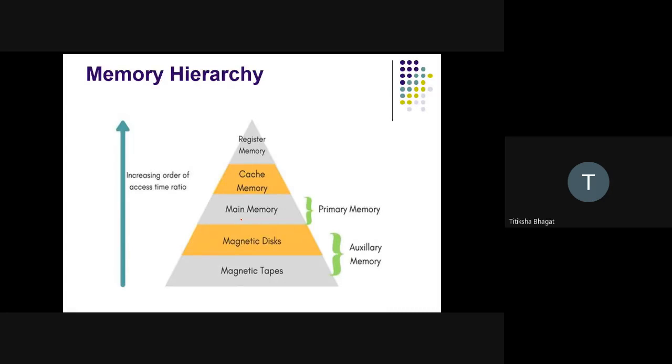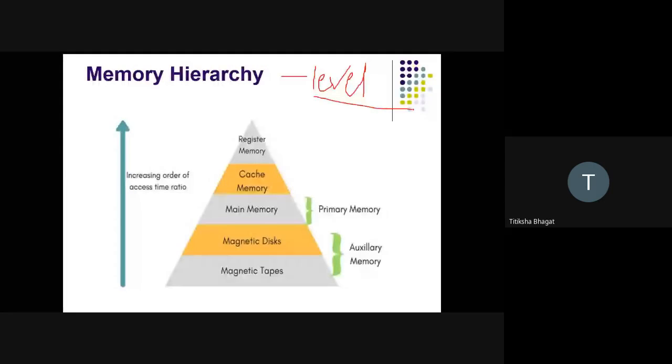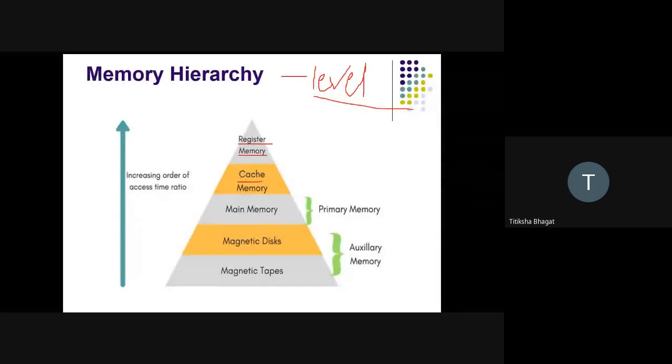We'll see the memory hierarchy. Hierarchy is nothing but levels. So this pyramid shows that at the top of this hierarchy we have register memory. Then the next level is cache memory. Then the next level is main memory. The next level is magnetic disk and magnetic tape. Register memory and cache memory are actually placed at the processor side.